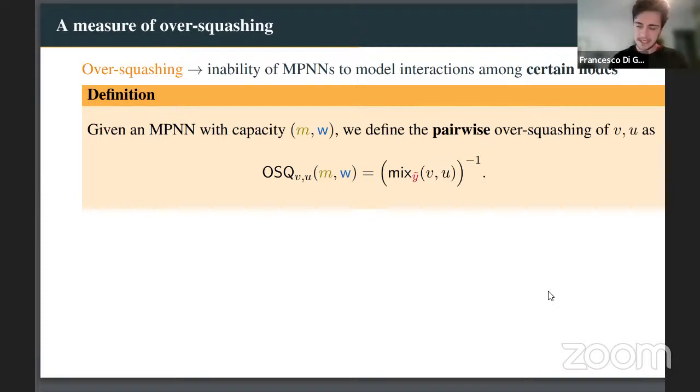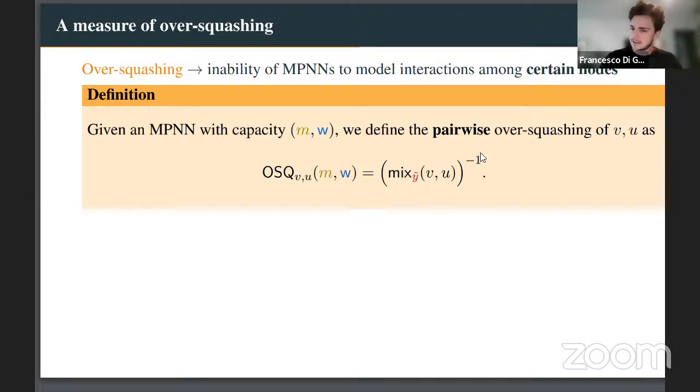So given a message passing with a capacity MW, again, M is the number of layers, W is the maximal norm of the weight matrices, we say that the pairwise oversquashing between two nodes V and U is the inverse of the maximal mixing induced by the MPNN between the features XV and XU. Okay, so let's comment on this definition for a second so that hopefully I can convince you why it does make sense.